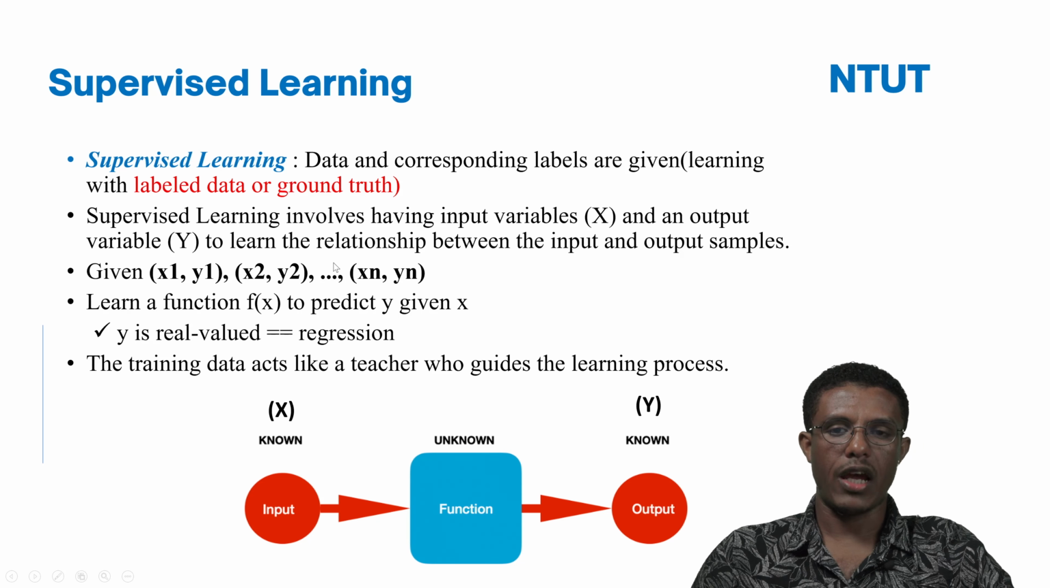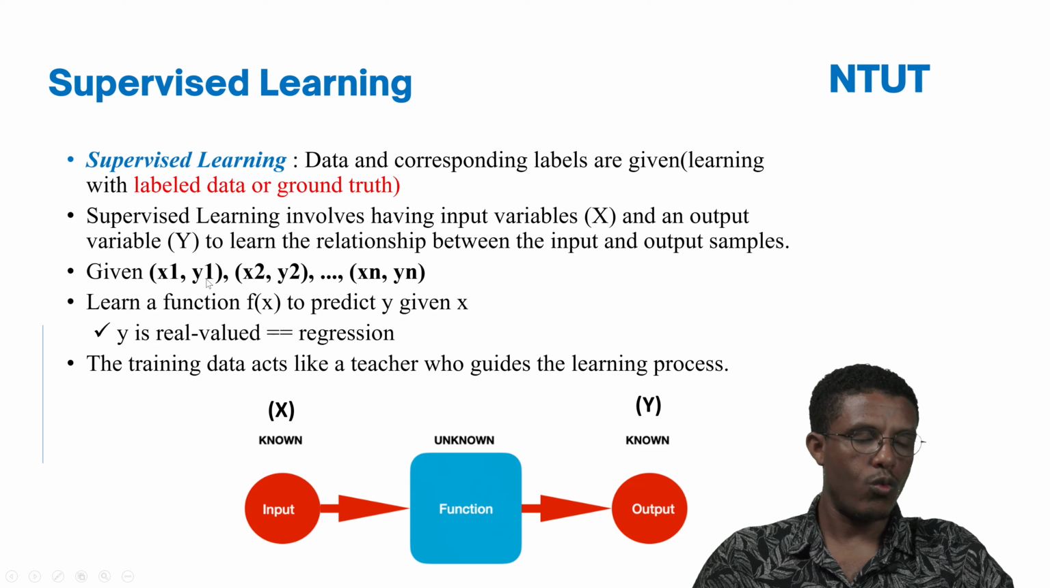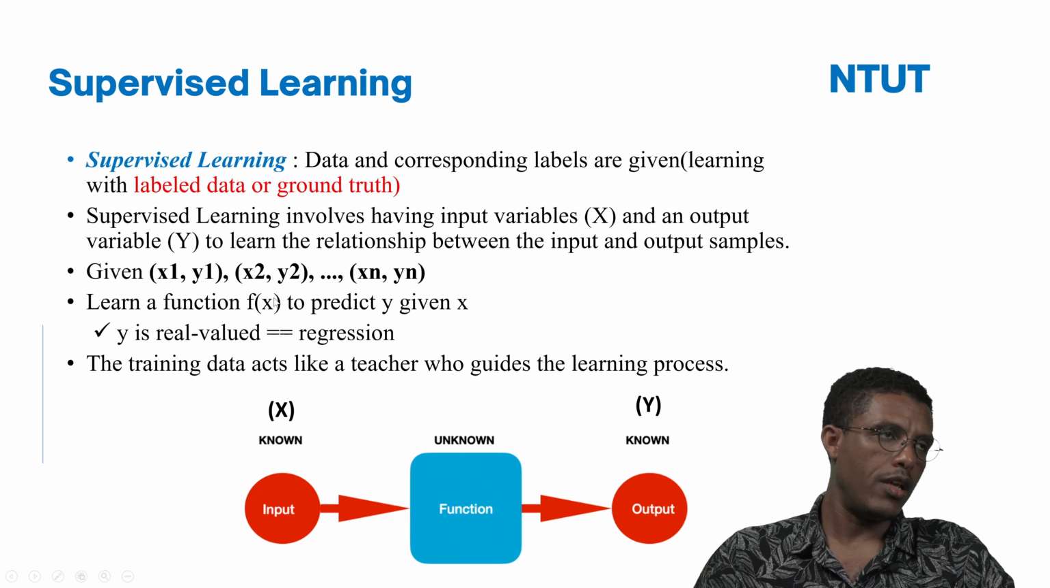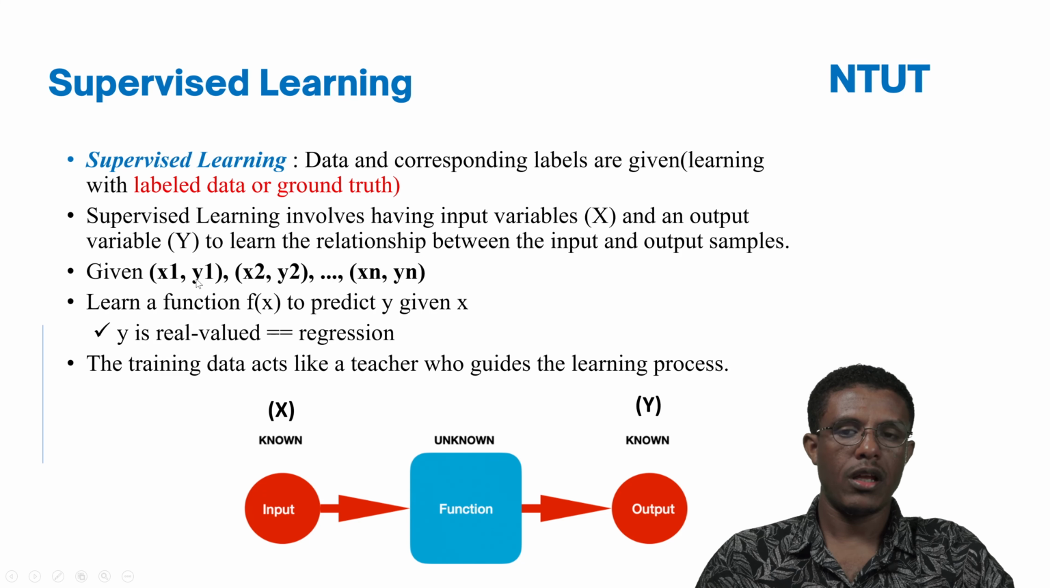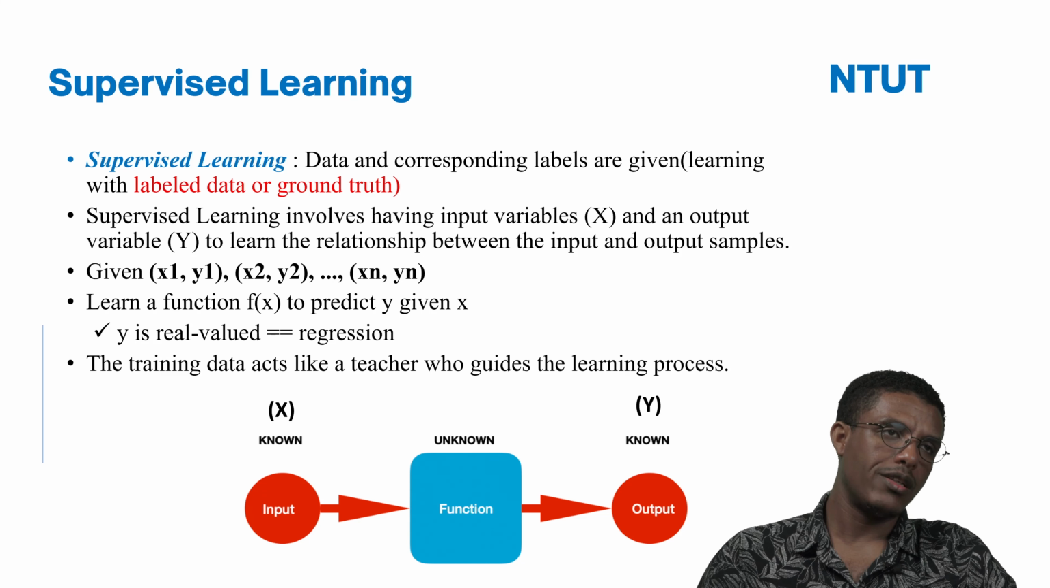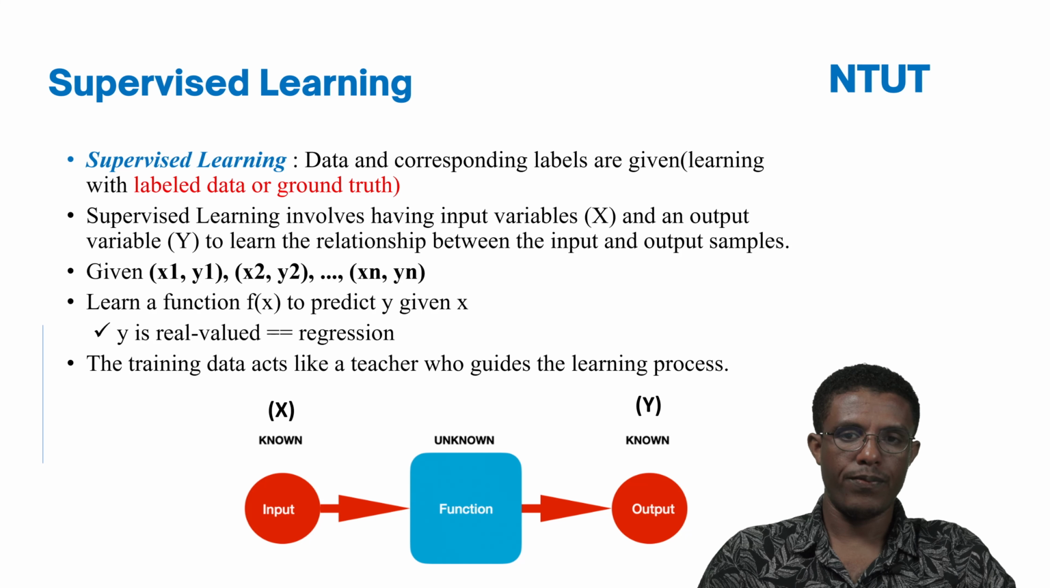For example, in this type of structure, there is an input X1 and then Y1, that's called a label. So the data consists of input features and the expected outputs or targets, then X2, Y2, up to Xn, Yn. This represents labeling. That means each input data has an expected target output.